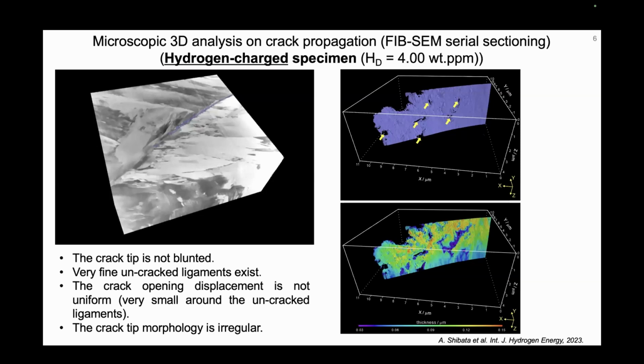Today, I don't show the result of the uncharged specimen, but this kind of very fine uncracked ligament cannot be observed in the uncharged specimen. And in this figure, the crack opening displacement is represented by changing color according to this color. The crack opening displacement is not uniform, even in one continuous intergranular crack component. Particularly, the opening displacement is very small around the uncracked ligament. And a very important point is the crack tip morphology is very irregular. These findings suggest that the character of each boundary segment greatly affects the crack arrestability.